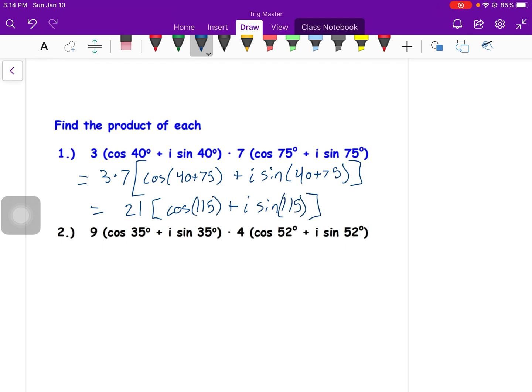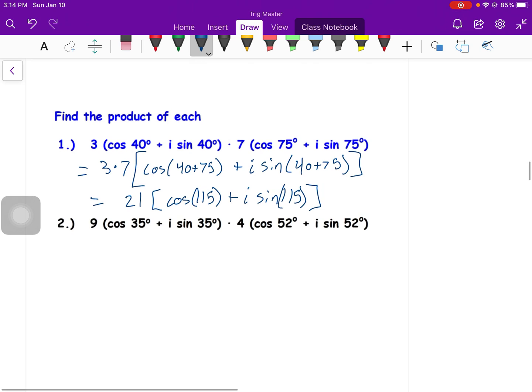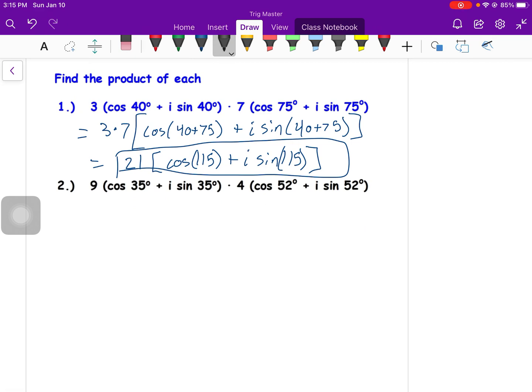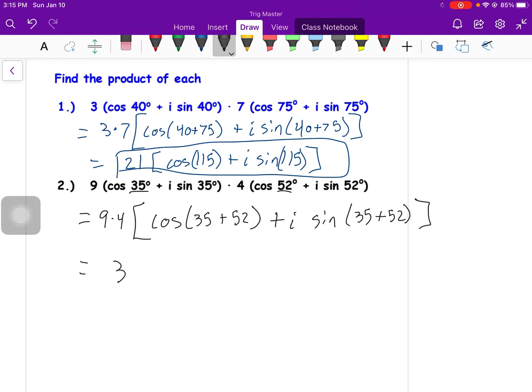Okay, you can keep these parentheses here if you want them. If you don't want them, that's totally fine. So that is my final answer. For the next one, again, we take the r part, multiply them together, so that's the 9 times 4. Inside here, cosine of 35 plus 52. I'm getting that from just that second set, plus i times sine of 35 plus 52. So I get a final answer of 36 times cosine of 87 plus i sine of 87.